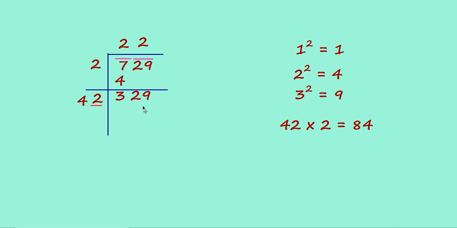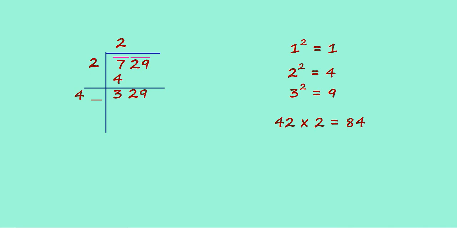You have to write the largest possible number here, so that when you multiply the same number with the number written here, it should be less than or equal to 329. How will you find it out? Here 2 is not possible because 42 into 2 is 84. So we can remove 2.